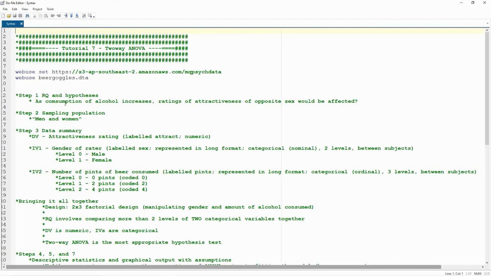We are up to tutorial number 7, so we're getting near the pointy end of the course now. And for the next 3 weeks, so for today, tutorial 8 and tutorial 9, we're going to be looking at two-way ANOVA. So this is going to be quite a detailed exploration of two-way ANOVA.